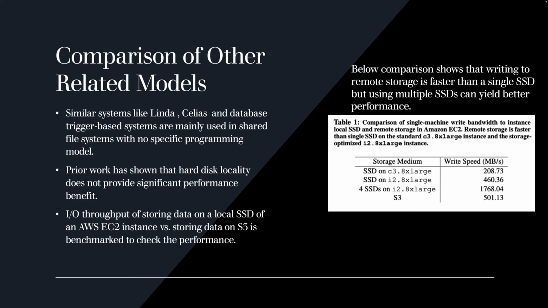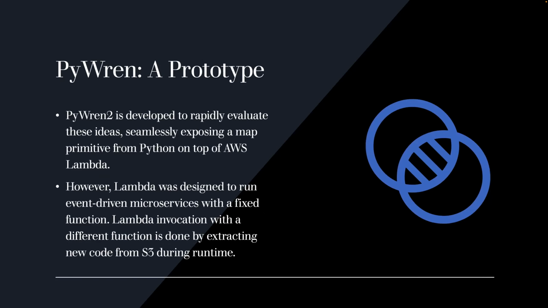And then let's discuss the PyWren prototype. To evaluate all the previously discussed ideas, PyWren is developed. It seamlessly exposes a map primitive from Python on top of AWS Lambda. Though the Lambda function was specifically designed to run event-driven microservices with a fixed function, here in this case, during runtime, it is invoked with different functions. This is done by extracting the new code from S3.